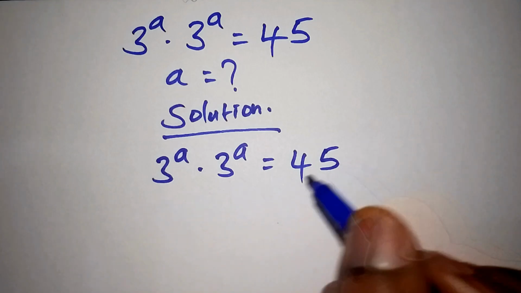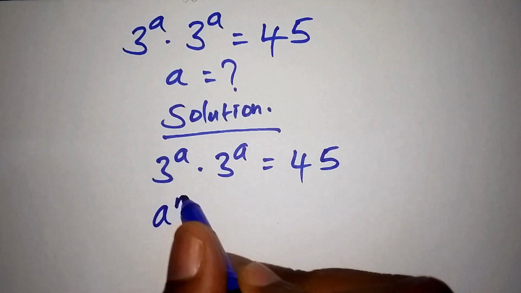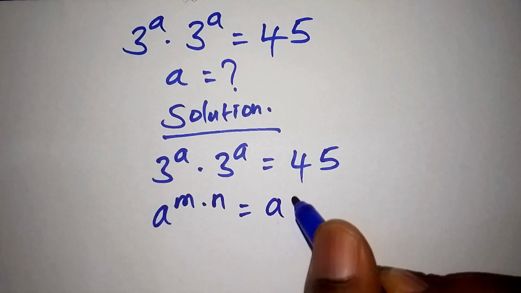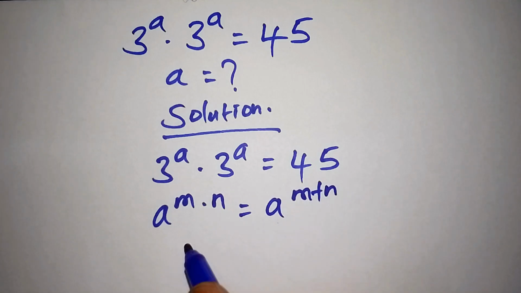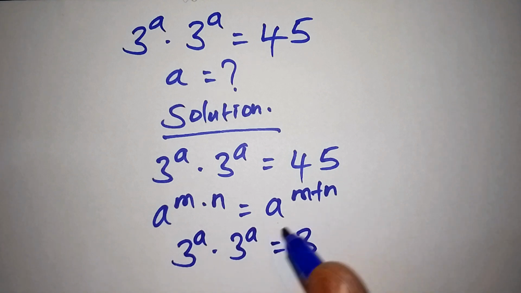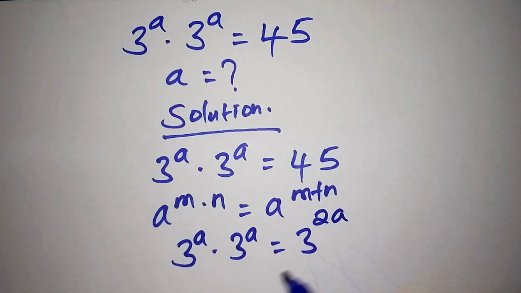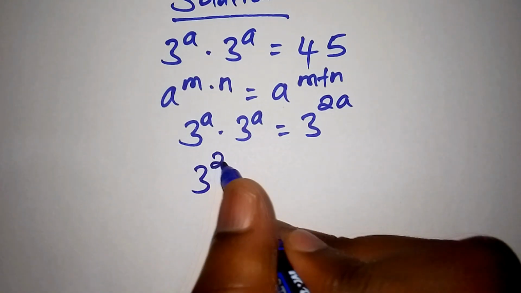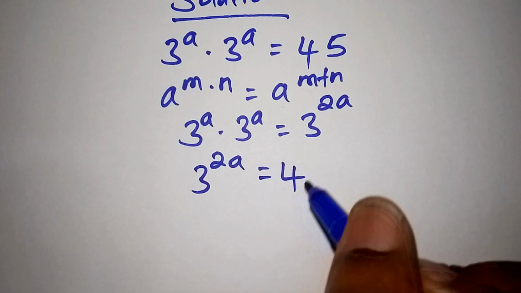So according to the law of exponents, when we have a to the power of m multiplied by a to the power of n, this one can be written as a to the power of m plus n. So now 3 to the power of a multiplied by 3 to the power of a, we shall have it as 3 to the power of a plus a, that is 2a. So now 3 to the power of 2a shall now be is equals to 45.